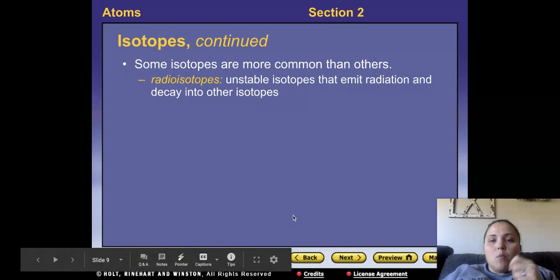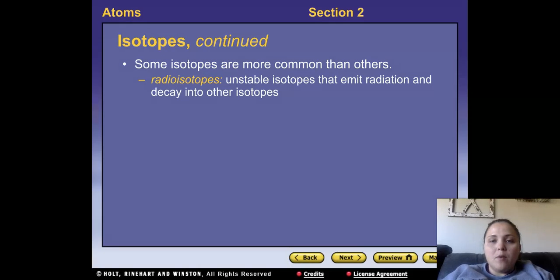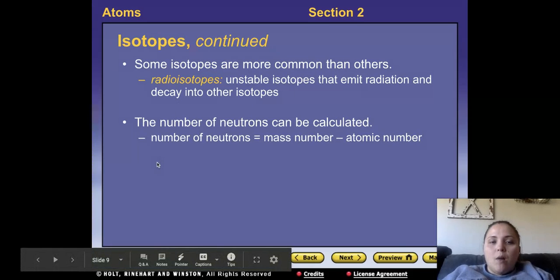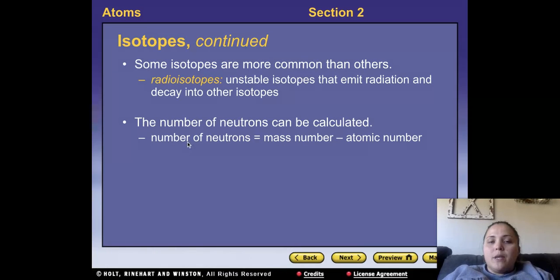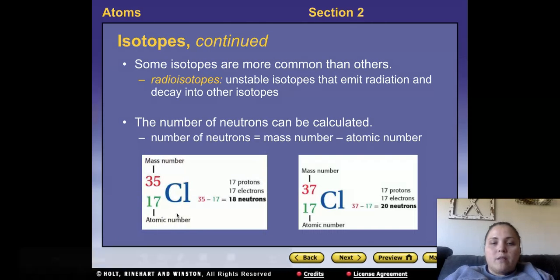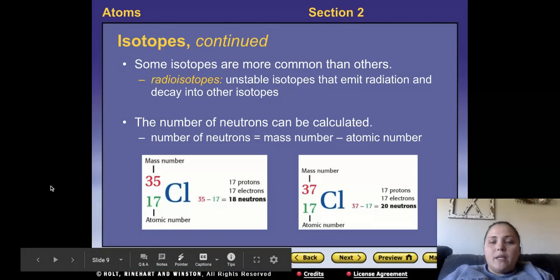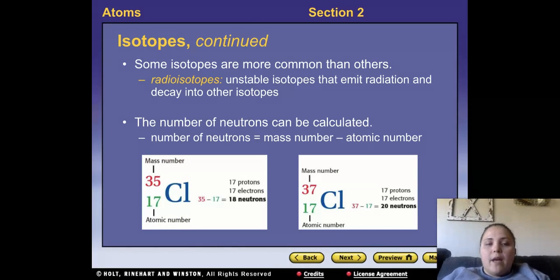Some isotopes are more common than others. A radioisotope is one that's unstable and it emits radiation as it decays. We can calculate the number of neutrons by doing mass number minus atomic number, and we will work with this for several days. We'll practice this by looking at the periodic table and figuring out, based on the mass numbers, how many neutrons, protons, and electrons something has.